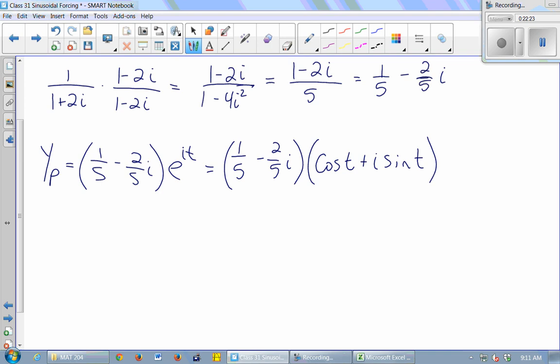So this is good because we're looking for a solution not to the complexified equation that I wrote, but to a sinusoidal function. So now I have reintroduced sines and cosines, so this is a good thing.